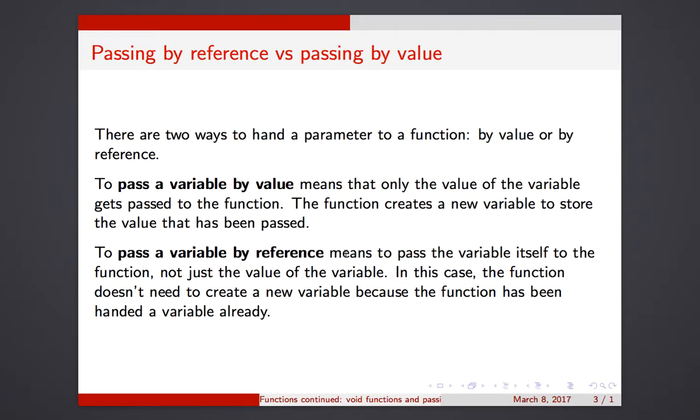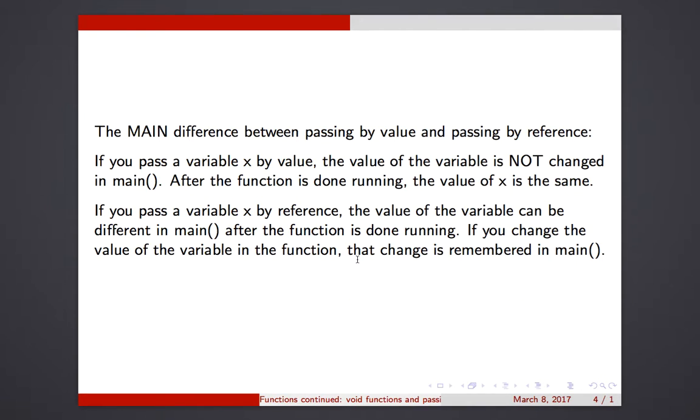To pass by reference, on the other hand, means to pass the variable itself in memory to the function, not just the value of the variable. In this case, the function doesn't need to create a new variable because you've given it a variable already that it fuses. Okay, so if you pass a variable x by value, the value of the variable is not changed in main because you haven't handed the function the variable x itself, only its value. If you pass a variable x by reference, the value of the variable can be different in main after the function is done running. Okay, because you've passed the variable itself.